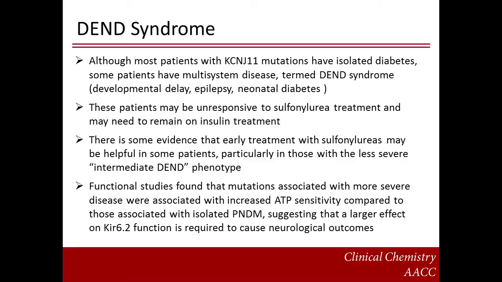Functional studies comparing mutations that cause either isolated permanent neonatal diabetes or DEND syndrome to wild-type KIR6.2 protein found that all mutations reduce KIR6.2 channel inhibition by ATP, leading to increased resting whole-cell KATP currents. Mutations associated with more severe disease were associated with decreased ATP sensitivity compared to those associated with isolated permanent neonatal diabetes, suggesting that a larger effect on the KIR6.2 function is required to cause neurological outcomes. This genotype-phenotype correlation can aid in predicting clinical course and outcomes in patients.